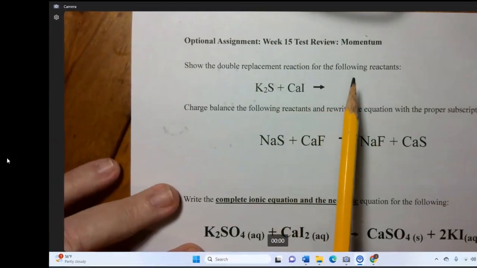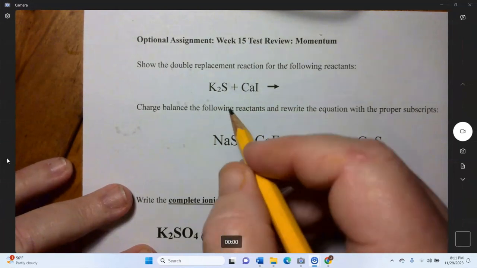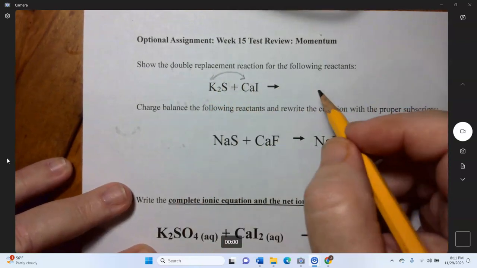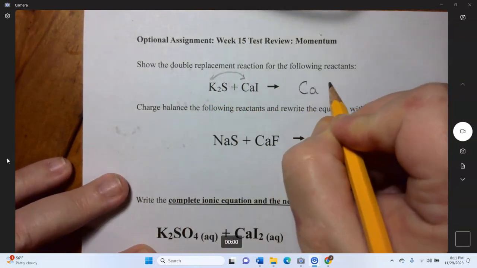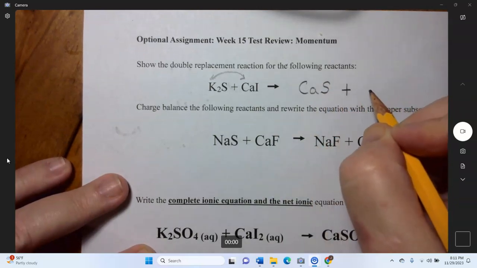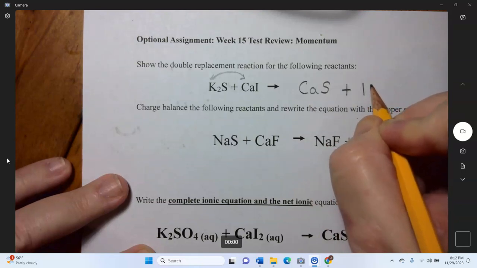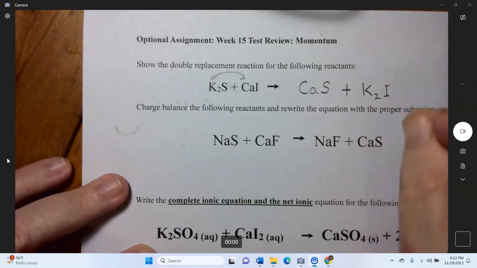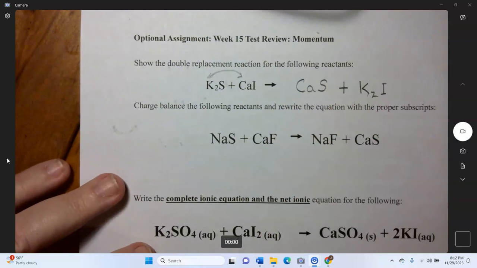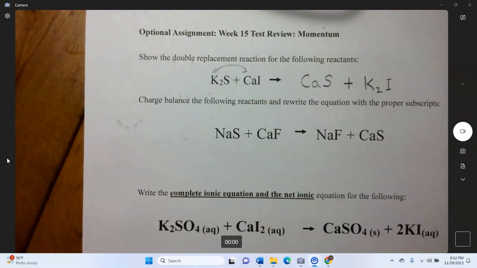Okay, show the double replacement reaction for the following reactants. So all you're going to do is take the cations, the metals, the potassium and the calcium, and switch them. So you're going to end up with CaS plus, you're going to end up with K2I. You just switch these two. Now this is not balanced, okay? You do that in a later step when you're doing a net ionic equation. I just want to see you show the double replacement reaction where you switch the calcium and the potassium, okay? All right. So that's how you do that.